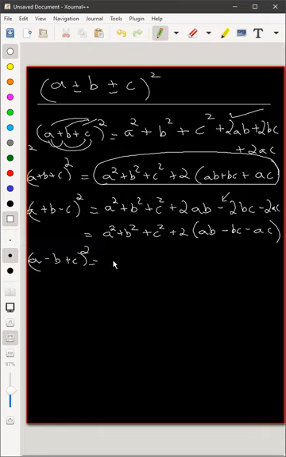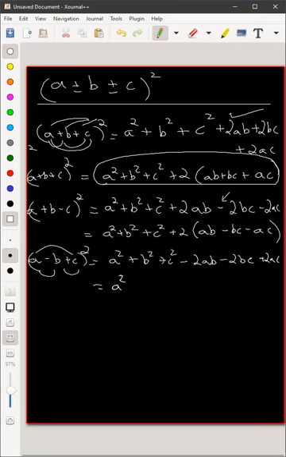Try it out. So a square plus b square plus c square plus... Plus or minus? These two. Minus 2ab. Yeah. These two. Plus 2... sorry, minus 2bc. We have minus b and plus c, so it will be minus 2bc. Yes, sir. And these two, plus 2ac. Now put the bracket.